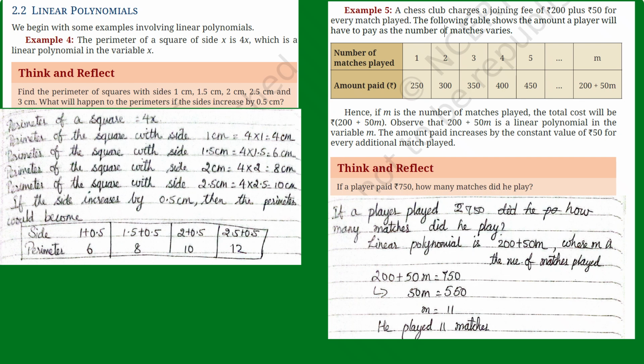Now, if a player paid 750 rupees, how many matches did he play? If he paid 750 rupees, the linear polynomial we know for sure is 200 plus 50m. This value is the given value, which is 750. We need to find the value of m. How do we find it? By simplification. 200 plus 50m is 750. 50m is equal to 550. So m is equal to 11. He played 11 matches.